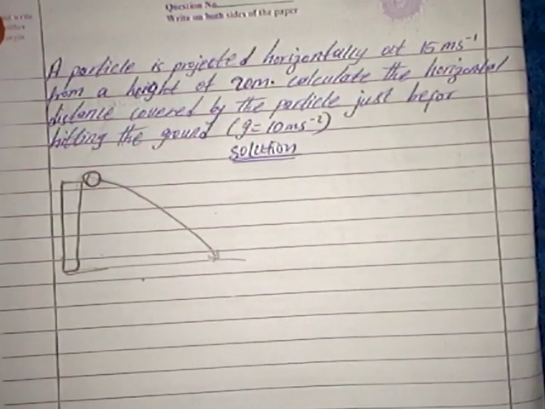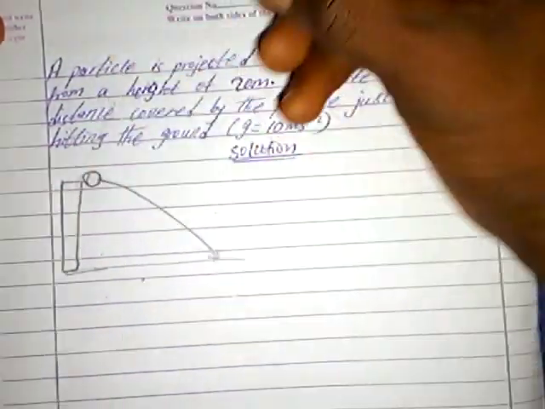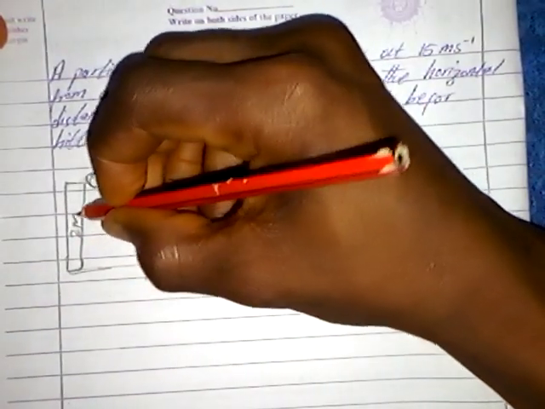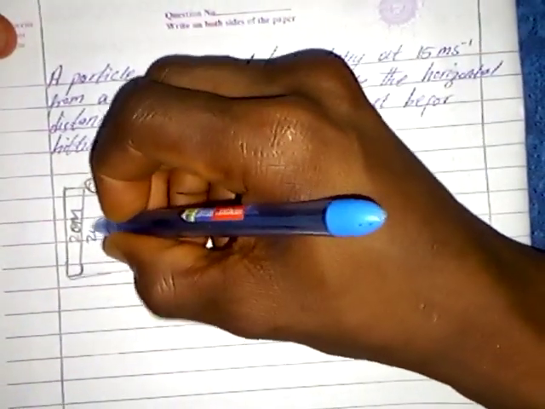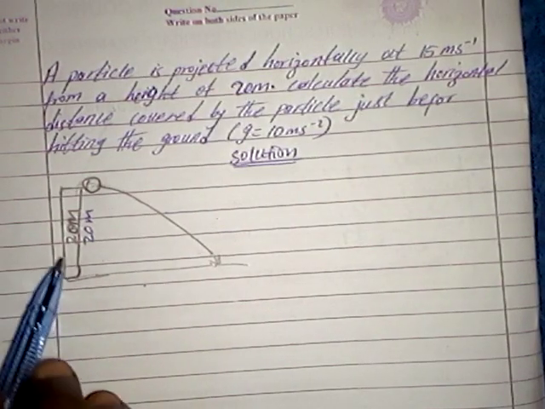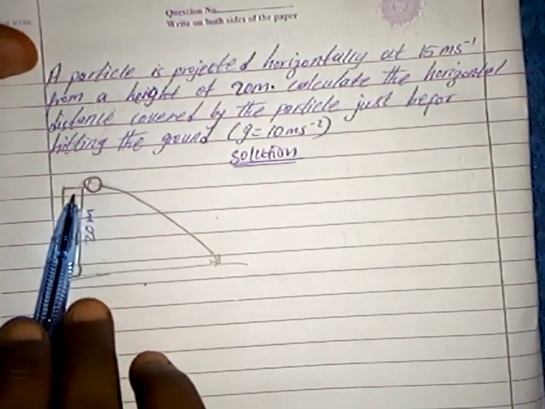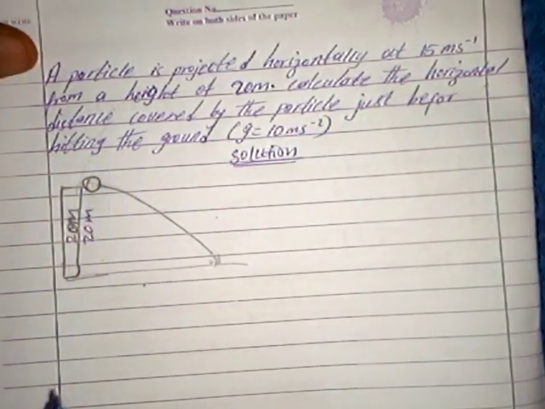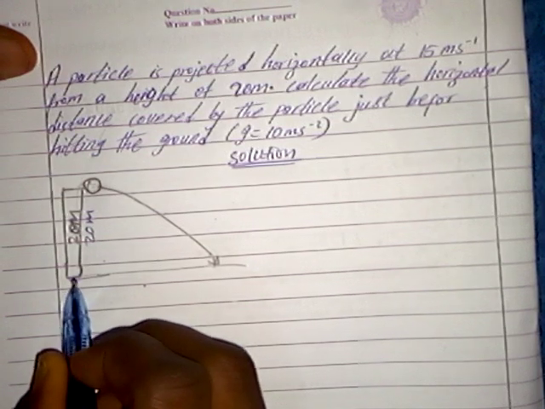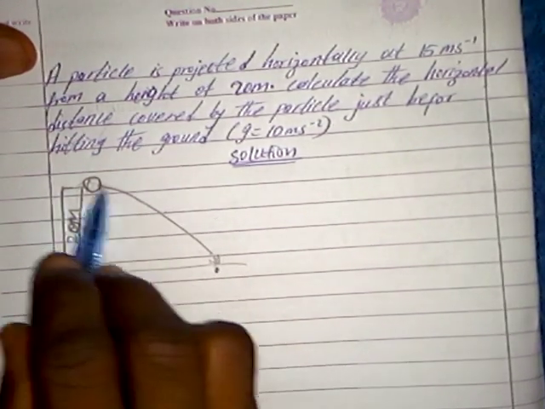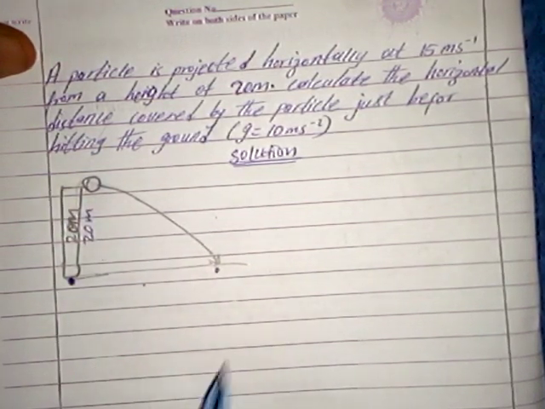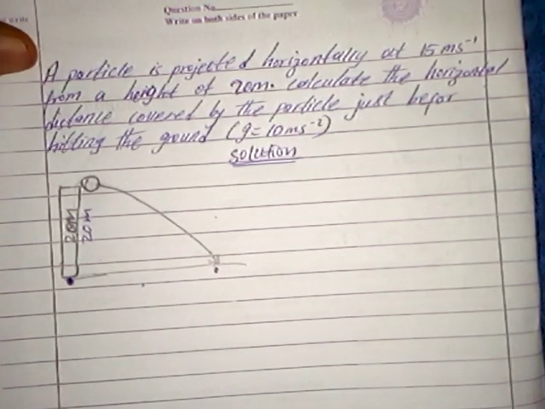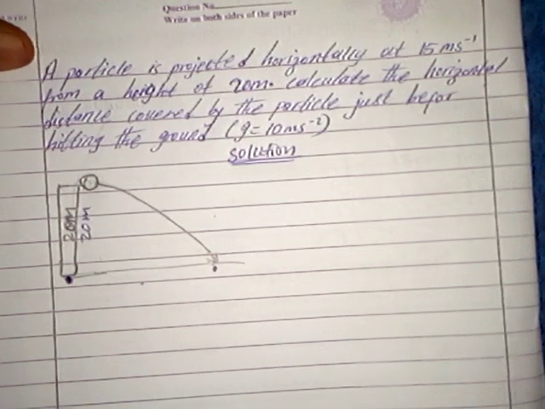From a height. What is the height? So the height of this building, let's say, is 20 meters. Right? The height is 20 meters, from where the particle is projected. Calculate the horizontal distance. In other words, the distance from where the particle is projected to where it falls. This stone, this object, from where it projects to where it falls. That's what you call the horizontal distance. They ask us to calculate it, just before hitting the ground.